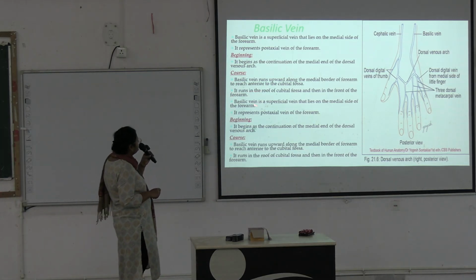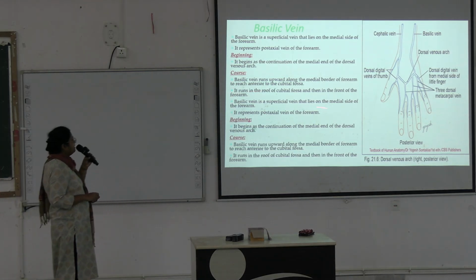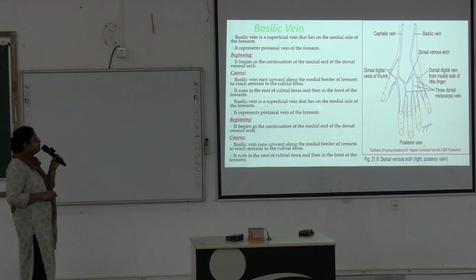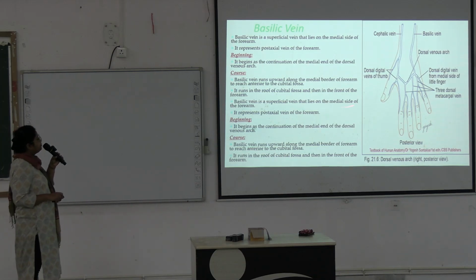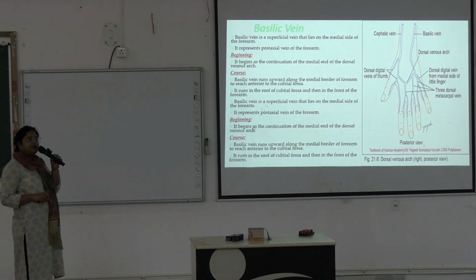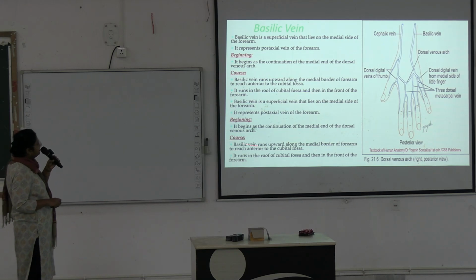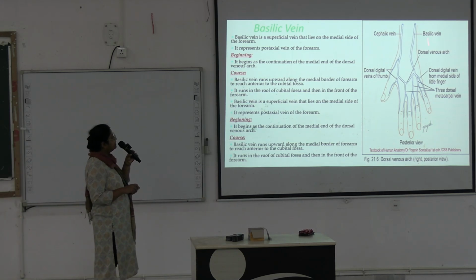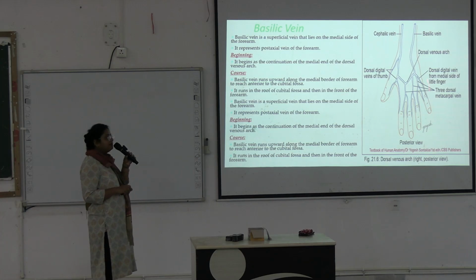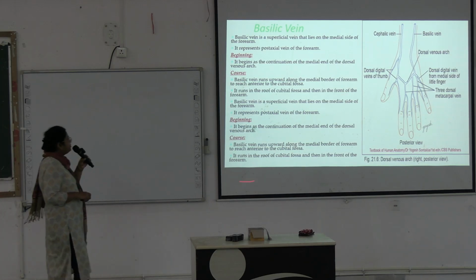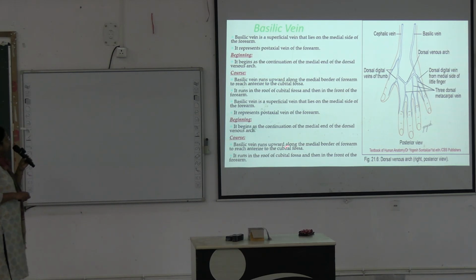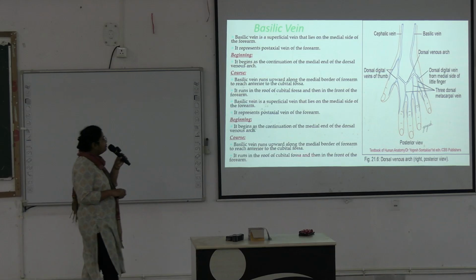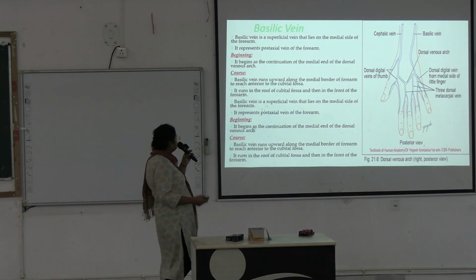The basilic vein is a superficial vein that lies on the medial side of the forearm, and it represents the post-axial vein of the forearm. What is the beginning? It begins as the continuation of the medial end of the dorsal venous arch. Here you can see the beginning only. Next is the course. The basilic vein runs upward along the medial border of the forearm, as we have discussed, and runs in the roof of the cubital fossa.